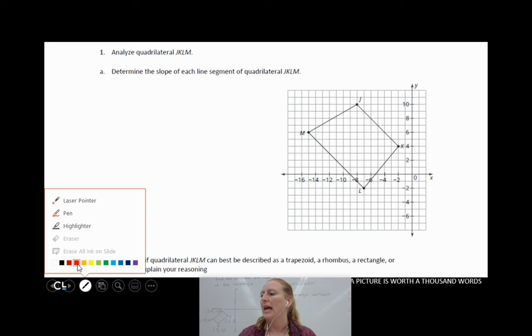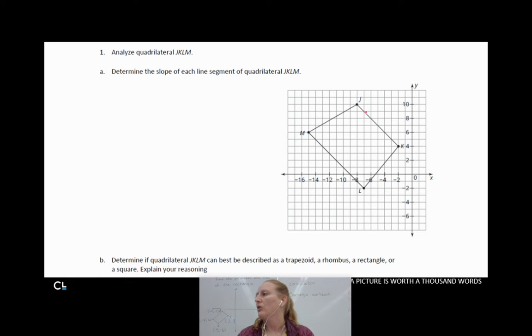We have a quadrilateral here, quadrilateral JKLM. And we're asked to do a few things. First, it says to determine the slope of each line segment. No problem. Rise over run, right? Rise over run. So let's just find each one. Let's start with JK.